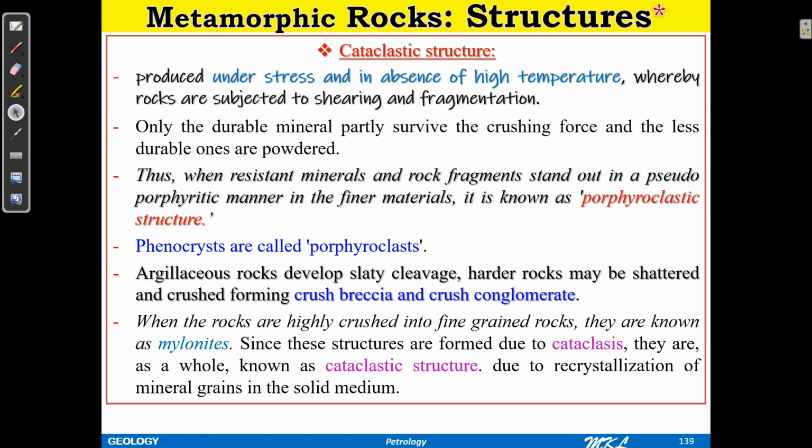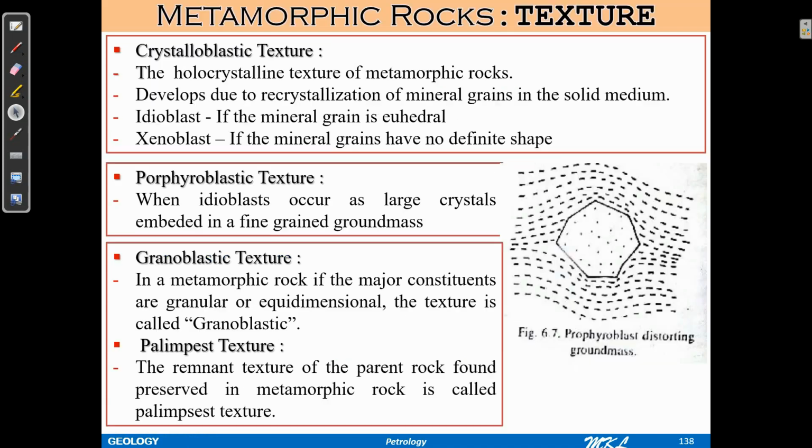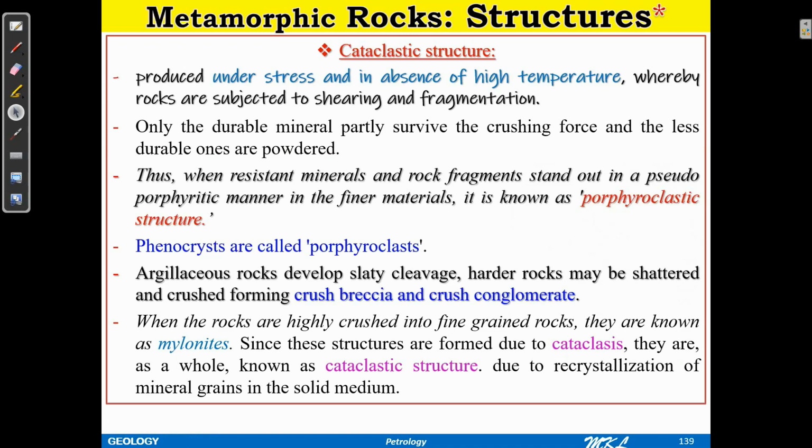Now this is the most important topic. Up to this I have discussed in the previous class of section A. Now this will be new to both section A and section B. Metamorphic structures can be classified into, I think 6 types, sorry, 7 types. First one is the cataclastic structure. This is produced under stress and absence of high temperature. So under pressure, generally the cataclastic structures are formed, by a type of metamorphism called cataclastic metamorphism.